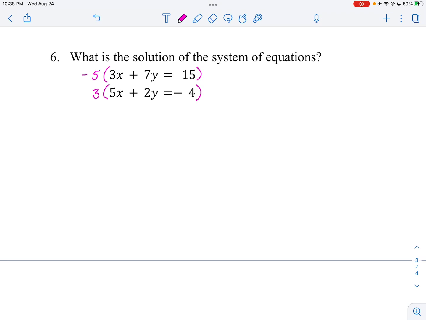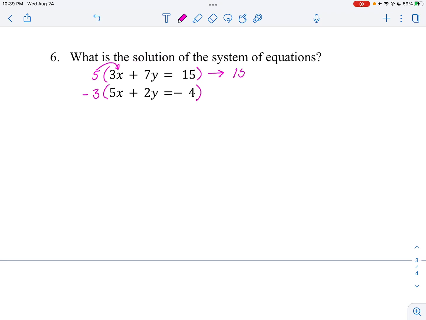So I can either say, okay, let me multiply by a negative 5. That'll give me one positive, one negative. Or I can make the 3 a negative. That's still going to give me one positive 15 and one negative 15. So either way is fine. I'm just going to leave it on the bottom one. Now, when I multiply, I have to make sure that I multiply by everything in this equation. Everything, including what's on the other side of the equal sign.